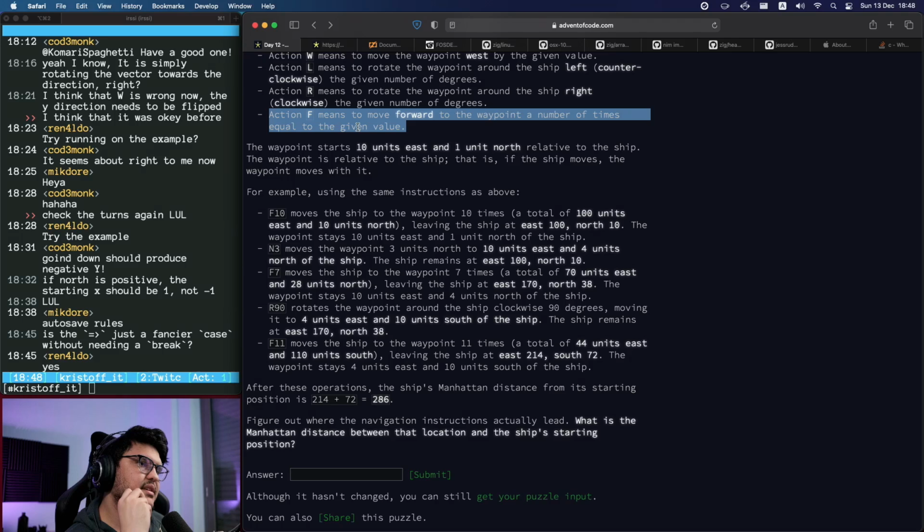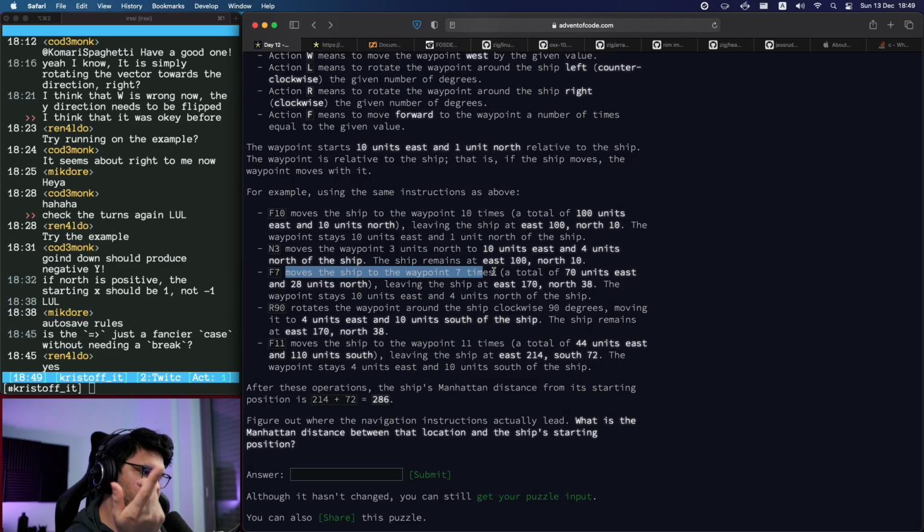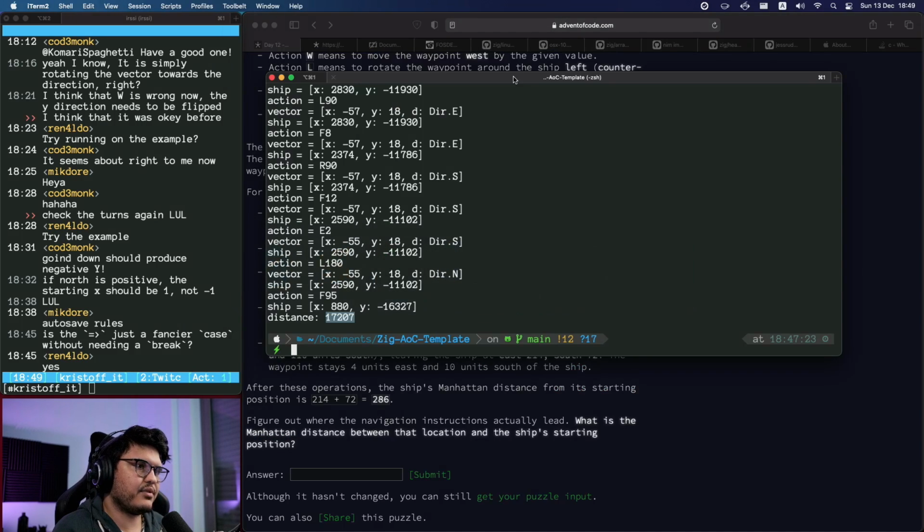Waypoint starts 10 units east, 1 unit north relative to the ship. The waypoint is relative to the ship, that is, if the ship moves, the waypoint moves with it. So for example, F10 moves the ship to the waypoint 10 times, so 100 units east, 10 units north, leaving the ship at 110. The waypoint stays 10 units east and 1 unit north of the ship. N3 moves the waypoint 3 units north, to 10 units east, 4 units north of the ship. The ship remains where it is. F7 moves the ship 7 times. Blah blah blah. I can even check that the intermediate states are the same.